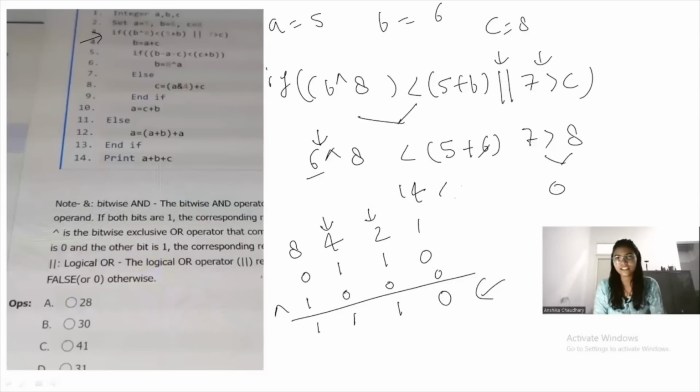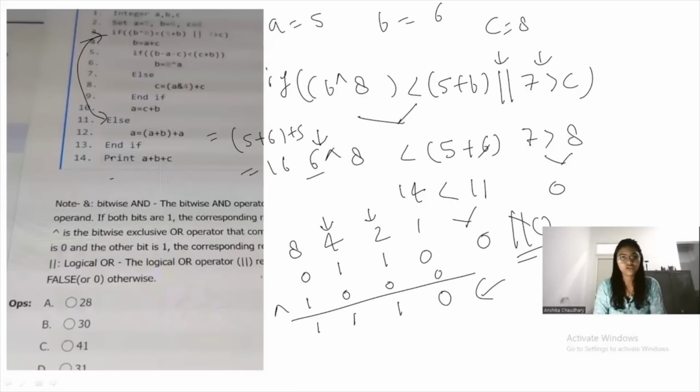So 14 is less than 6 plus 5, which will become 11. So this is again giving us 0. So 0 or 0 will give us 0 only. So this condition will not be true, and we will have to come out of the if block, right? We will directly jump into the else part, and here a is assigned a plus b plus a. So a value is 5 plus b value is 6 plus 5. So it will become 16.